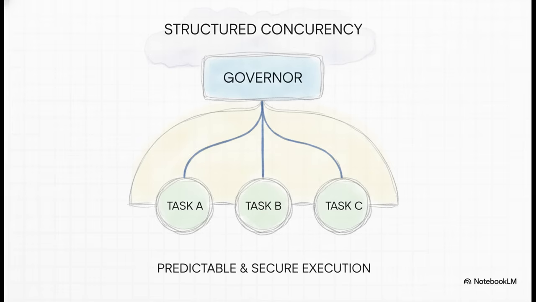It treats a group of related tasks as a single nested unit of work. So if a parent agent fails or times out, the framework automatically cancels all of its associated child subtasks. It instantly prevents those resource leaks and zombie tasks. It makes your massive AI swarm inherently predictable and, most importantly, observable.